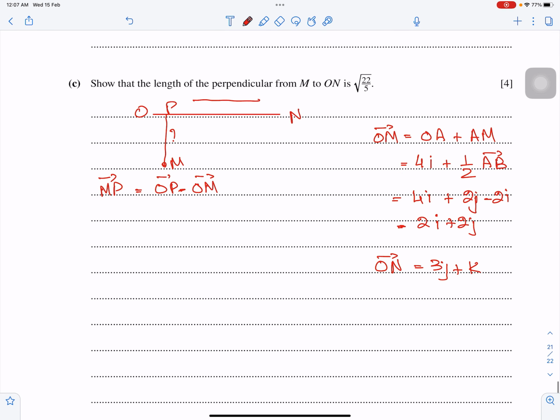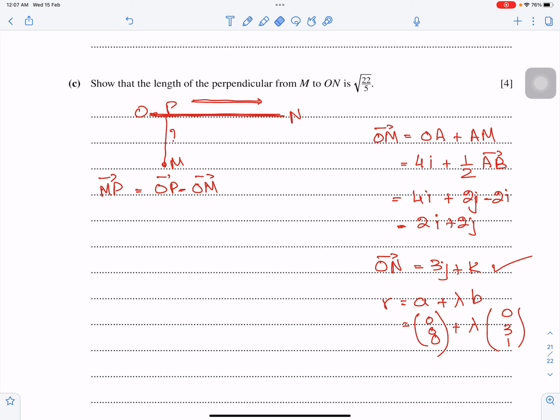If I want to find out the vector equation of ON, a vector equation is always what? A plus lambda B, right? A is a fixed point. On ON, the fixed point is the origin, which is 0, 0, 0, so I can ignore writing it. So what will I get here? ON is giving me direction also. This vector itself is giving me the direction of the line ON. So it is 0, 3 and 1.